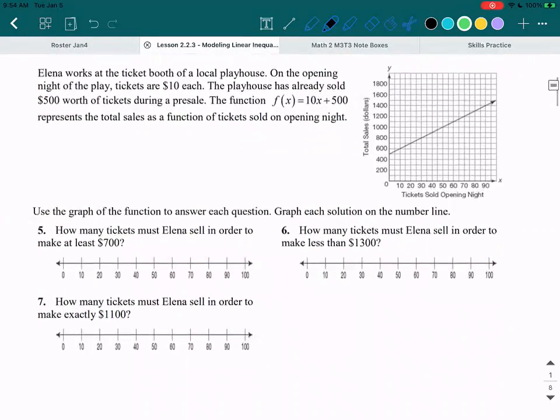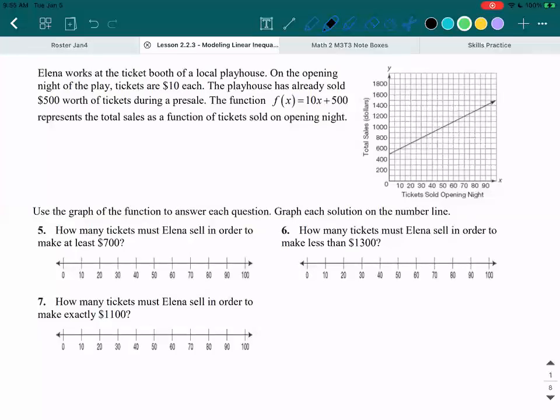So Elena works at the ticket booth of a local playhouse. On the opening night of the play, tickets are $10 each. The playhouse has already sold $500 worth of tickets during a pre-sale. The function f(x) = 10x + 500 represents the total sales as a function of tickets sold on opening night. Use the graph of the function to answer each question. Graph each solution on the number line.